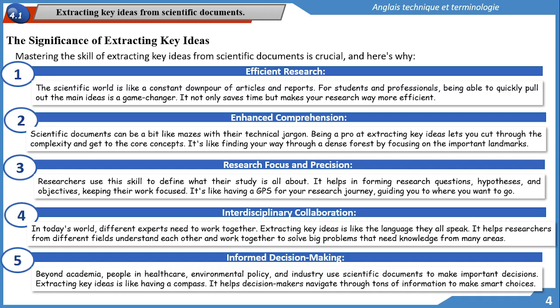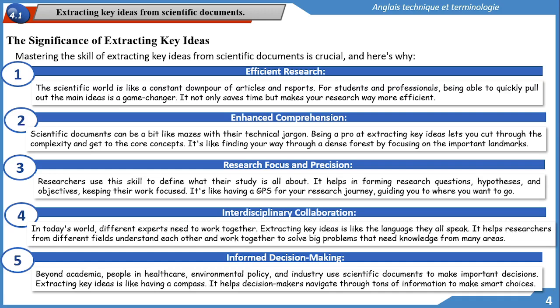3. Research focus and precision. For researchers, knowing how to find the key ideas is really important. It's like having a compass that shows them the right direction for their studies. This skill helps them come up with good research questions, ideas, and goals. It's like a GPS for their research, making sure they stay on the right path and don't get lost.